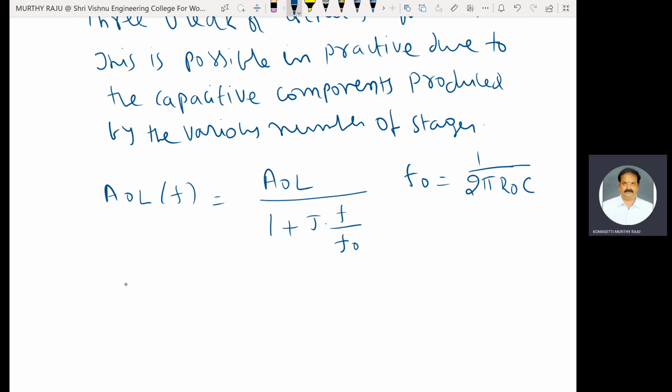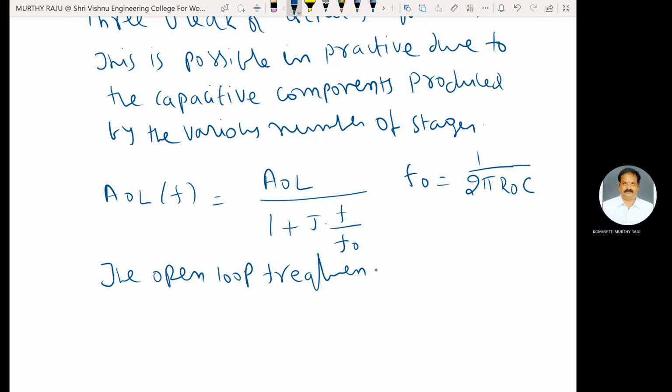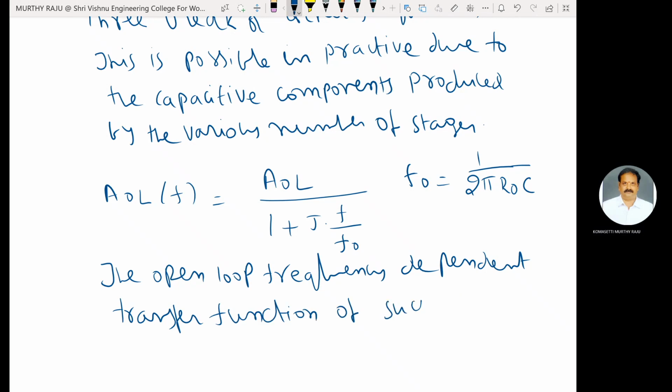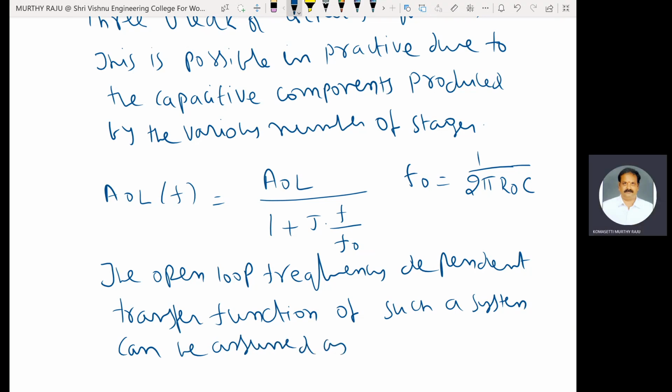Consider 3 stages. The open loop frequency dependent transfer function of such a system can be assumed as follows. This is for a single stage.